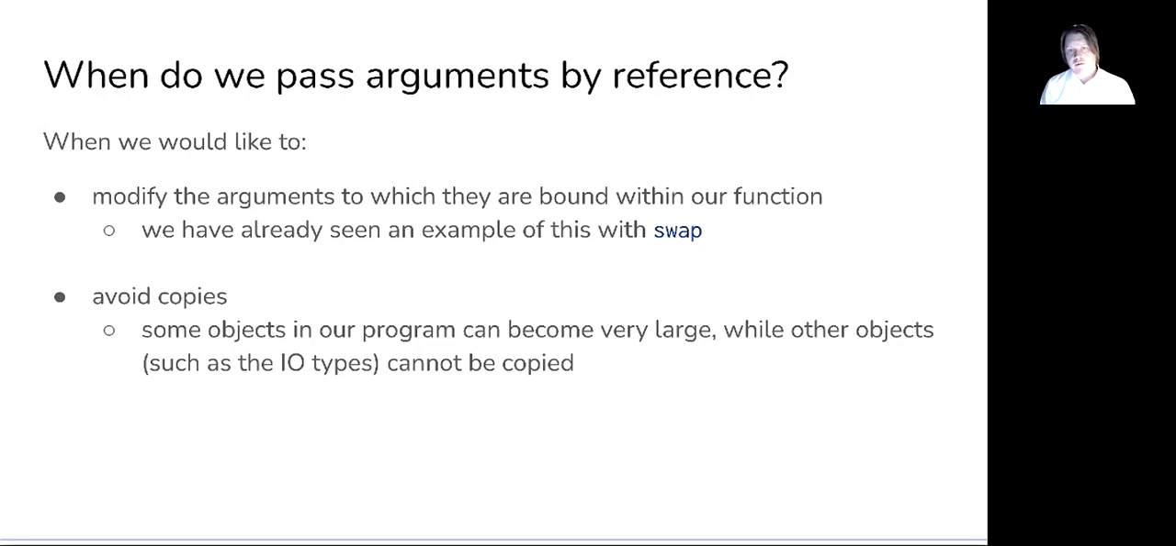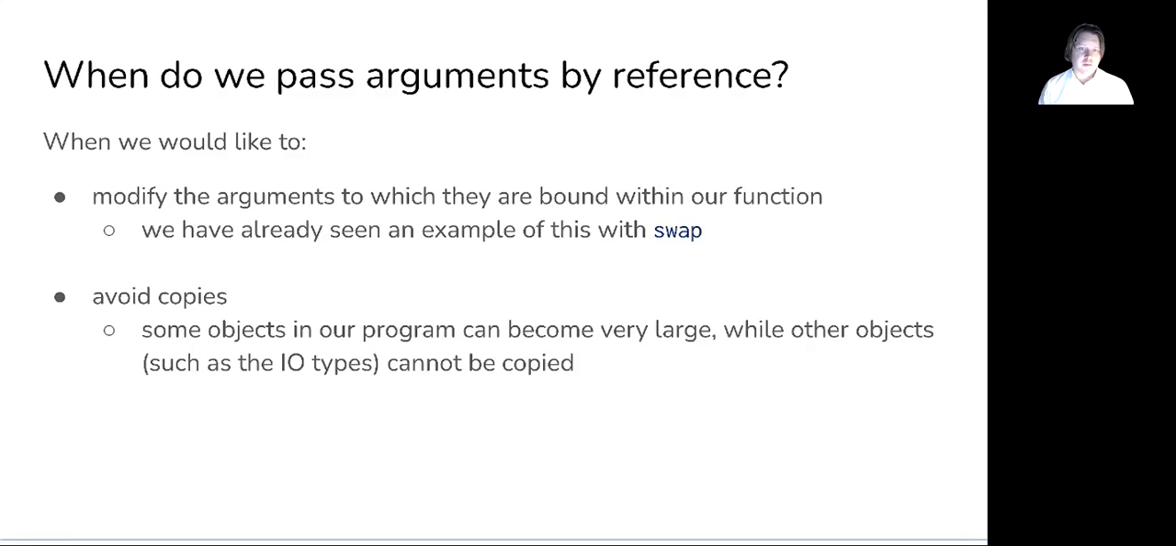As shown in the swap function, when we would like to modify the arguments to which the parameters are bound, that's one reason. Another would be to avoid copies. Some objects in our program can become very large. Think a standard library vector housing a lot of data. Each time we pass that to a function, a copy would ensue. And a lot of times we might just like to pass by reference to avoid that copy.